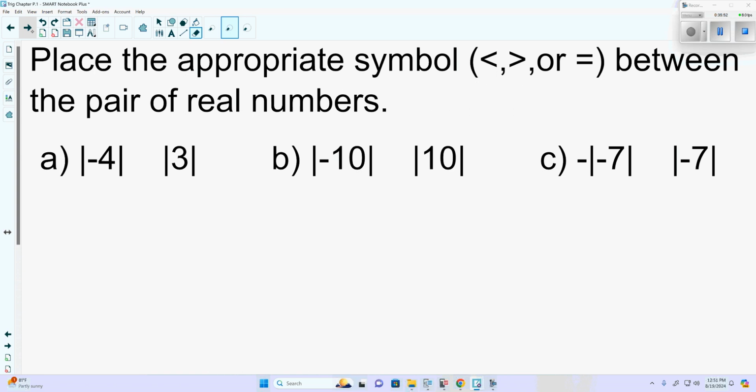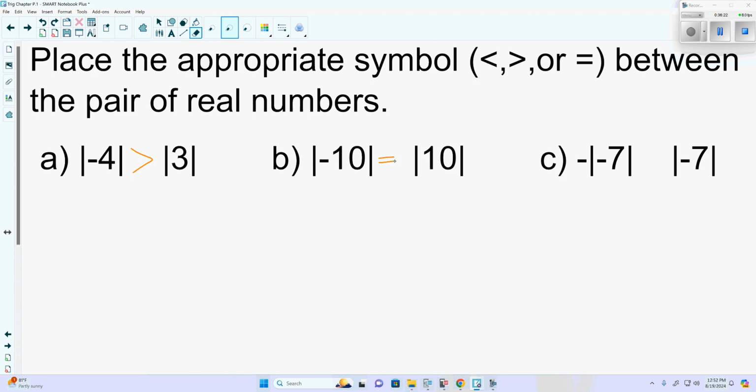Who wants to go first on putting the proper greater than, less than, or equal to? Go. Negative 4 is greater than 3 because the absolute value of negative 4 would be 4. Absolute value of 3 is 3, so it would be greater than. Who wants to go next? Yes. Because the absolute value of negative 10 would be 10. Absolute value of 10 is still 10. So they would be equal to.